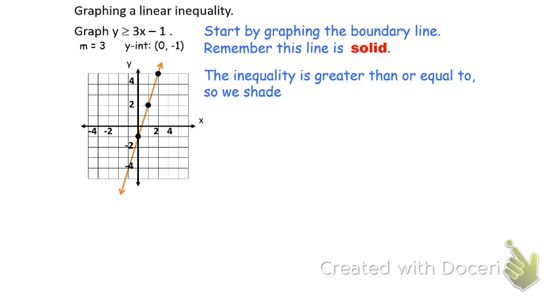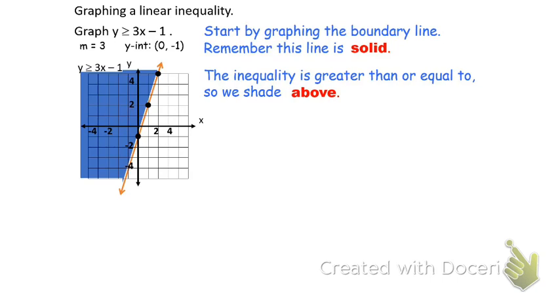Now for shading, we had greater than or equal, which means now we're going to shade above. Greater than means above. And to confirm, I'm going to pick a point. Now 0, 0 is in the shaded region. It is above the line, just barely. So if I test 0, 0, it should work out to be true because it's part of my shaded solution.